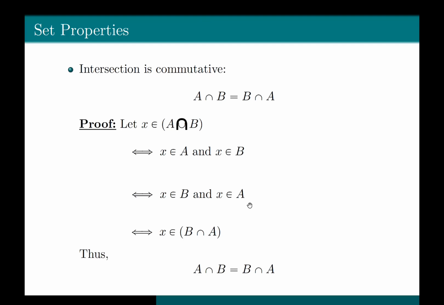Okay, so we have proved that A intersection B is a subset of B intersection A. Now if you look at this proof carefully, I have used the if and only if arrow. When you see the arrow on both sides, it means that X belongs to A intersection B implies X belongs to A and X belongs to B. And it also means that if we have X belongs to A and X belongs to B, then X belongs to A intersection B.